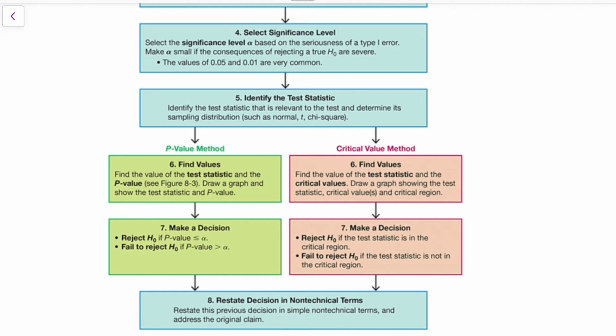The fourth step is determining our significance level. This will be very similar, but somehow slightly different than what we did before with determining alpha and our confidence levels in Chapter 7.